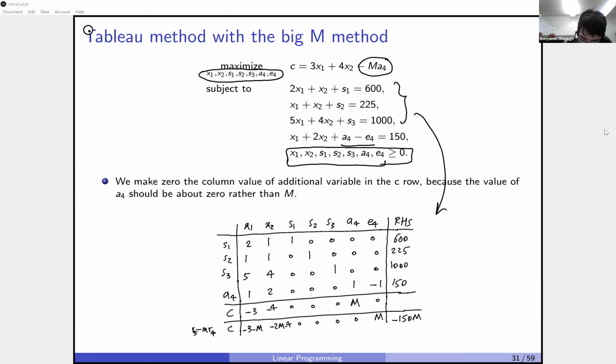Okay, and then I write the constraints here. Again, as I explained, the first constraint is this, the second is this, the third is this, and the fourth is this. So in the fourth, for example, we have 1x1, 2x2, plus 0s1 plus 0s2 plus 0s3 plus 1a4 minus 1e4 equals 150. And this is the cost row minus 3. Again, I write it in this way. I bring it to the left-hand side.